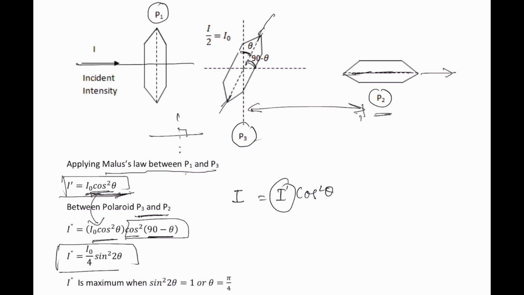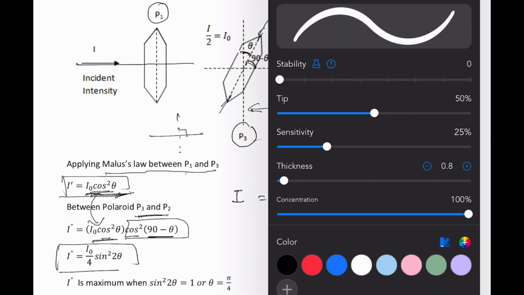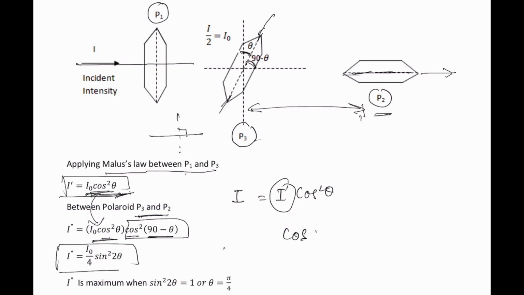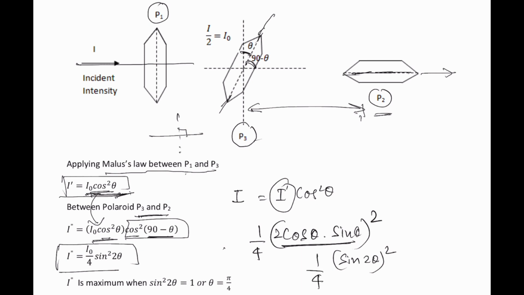Sin square theta cos square theta, and cos of (90 minus theta) is how much? Sin theta. So this is cos theta into sin theta square, correct? Now if we put 2 here, then we can put 4 here. Now 2 sin theta cos theta is sin 2 theta. So this is equal to (sin 2 theta) whole square by 4, correct? So this is 1 by 4 sin square 2 theta.